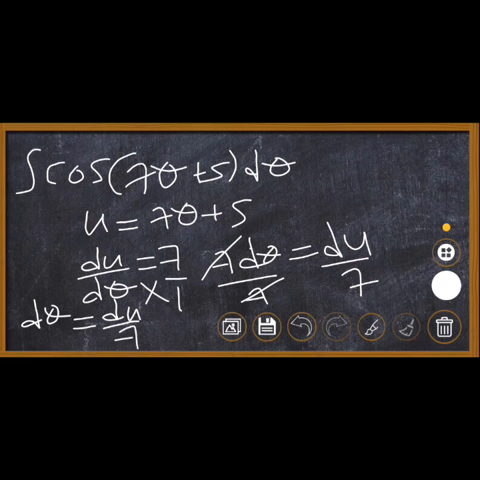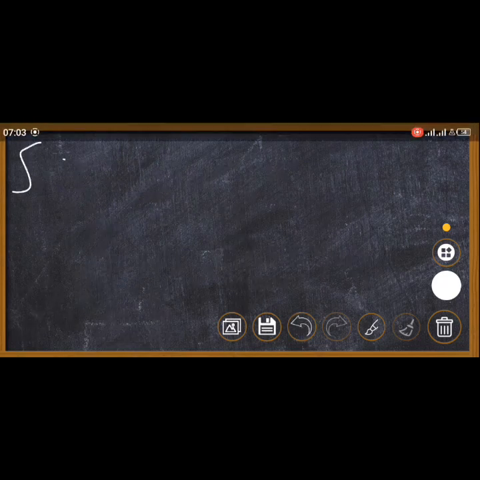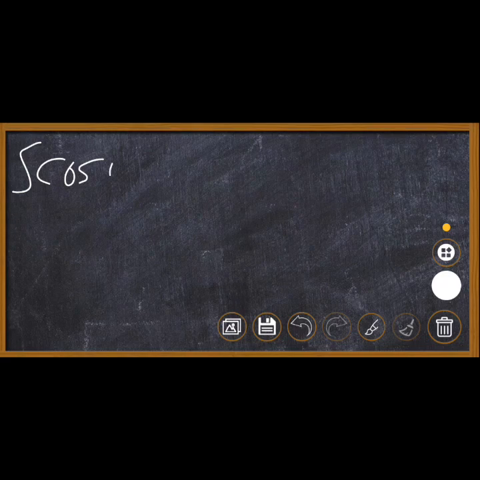So in this case then, where there is d theta, we are going to replace with du over 7. Then where there is 7 theta plus 5, we are going to replace with u. So let's do that. So in this case, we are going to have cos of u, and then we are going to have du over what? Over 7.